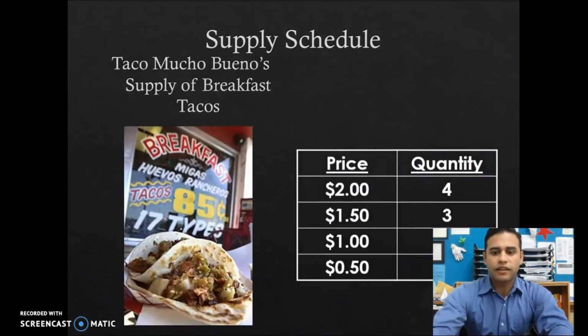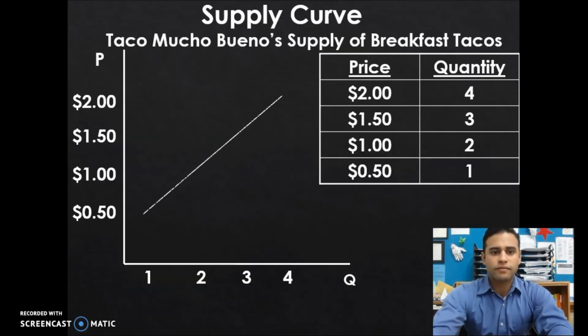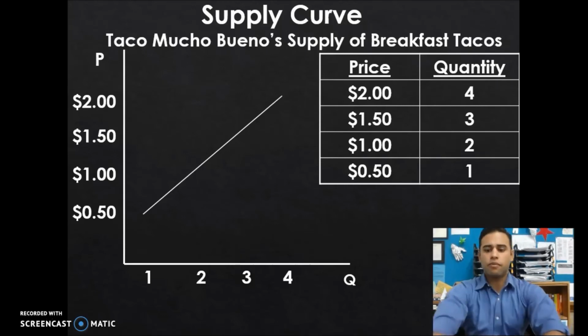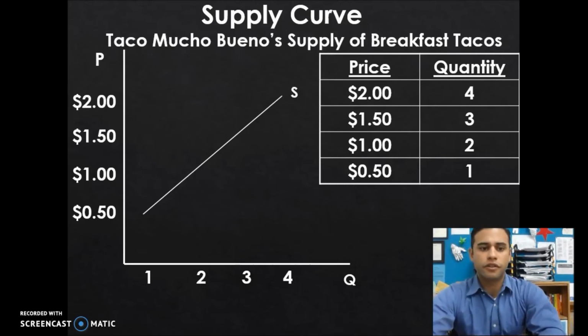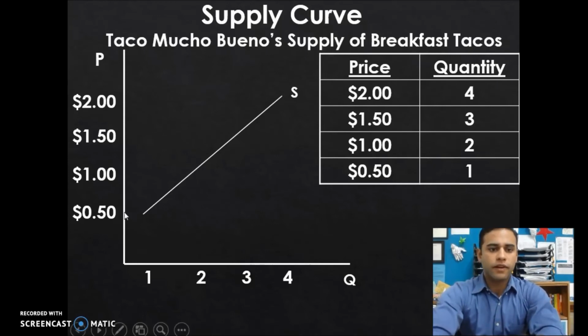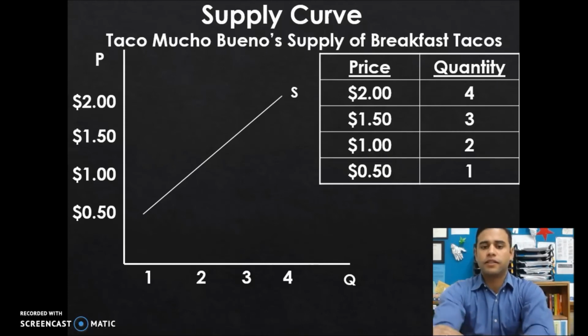Now let's look at how this is going to actually graph. And there you have it. You have that positive slope. Okay, make sure you label your curve. And you see that as the price goes up, find my mouse, as the price goes up, the quantity supplied increases as well. That's that positive correlation. That is a supply curve.